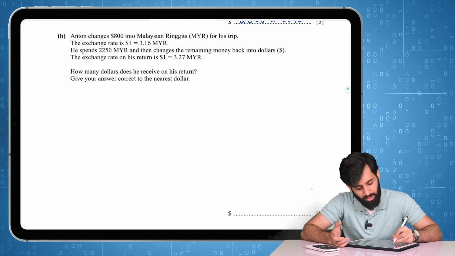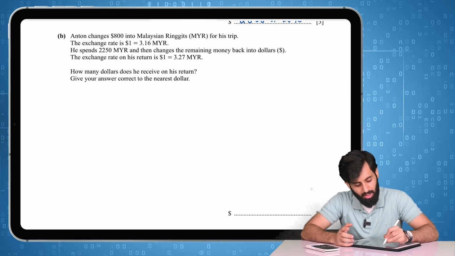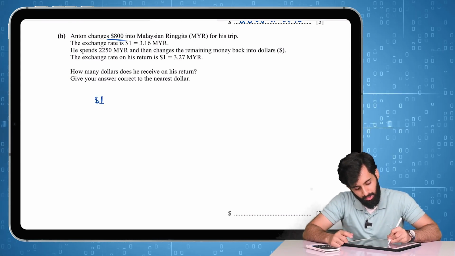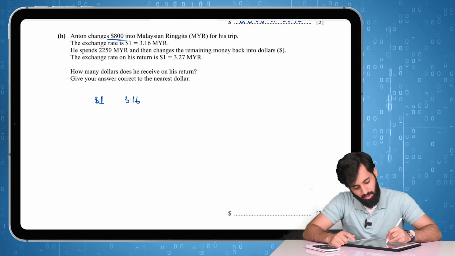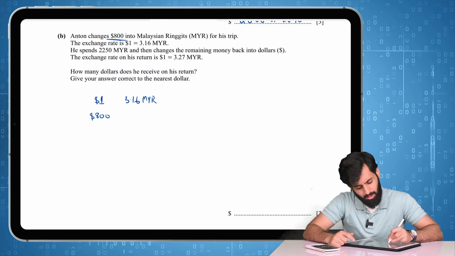So what I need to do is first find out, for the $800 that he changes to Malaysian ringgits, how many Malaysian ringgits does he get for that? So $1 is equal to 3.16 MYR, I hope I'm pronouncing this correctly. So for 800, he's going to get X.